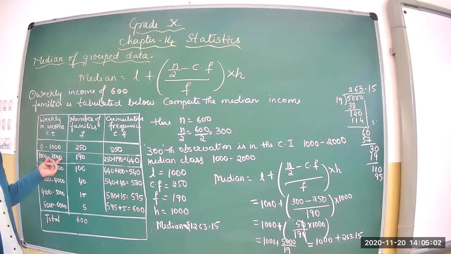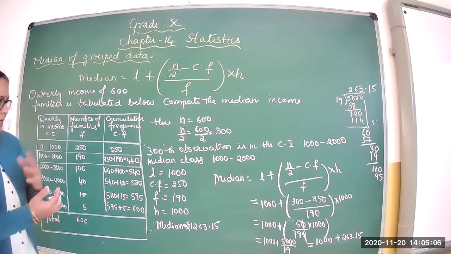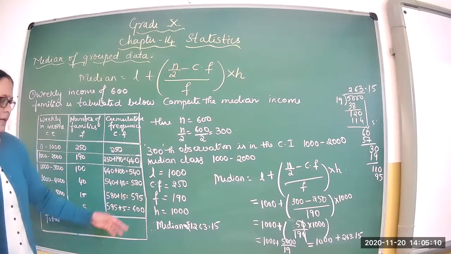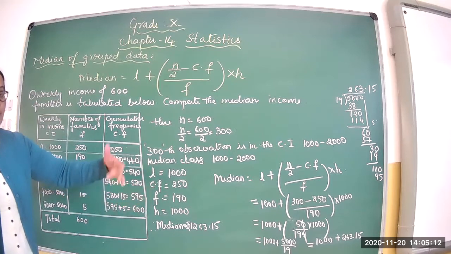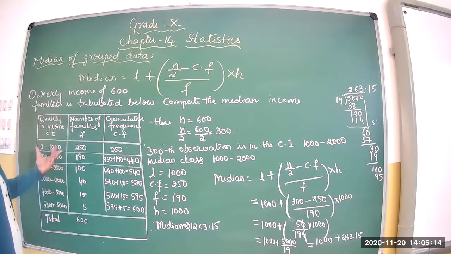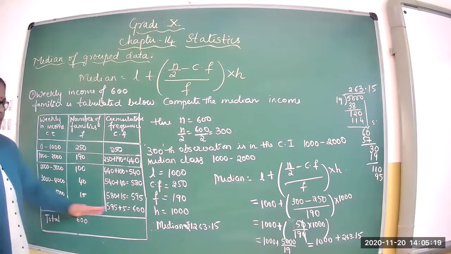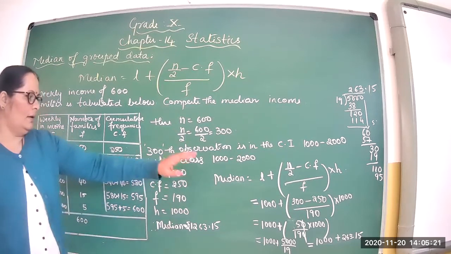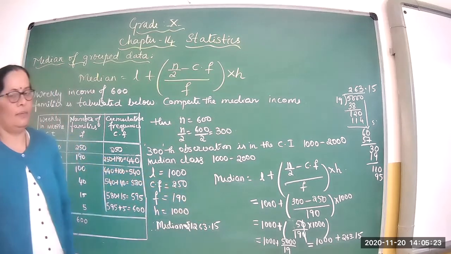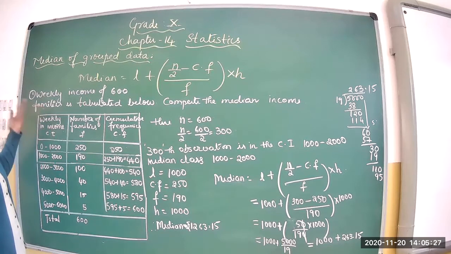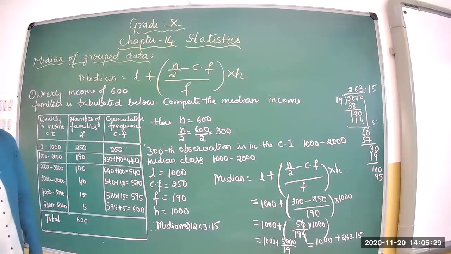Once you get the median class, you can write its lower limit, then frequency, then the cumulative frequency of the preceding class. Then the class size is upper limit minus lower limit. So using all these data, you can find the median income of their families. I hope you understood this.